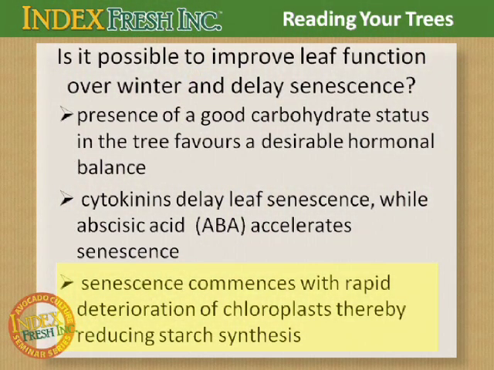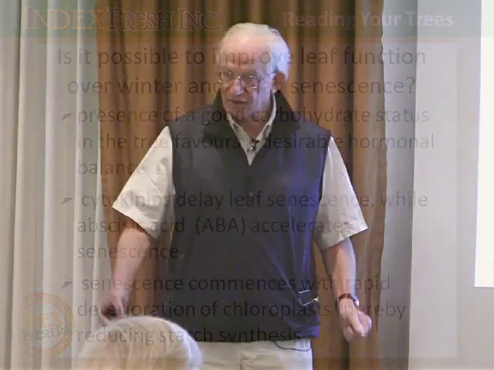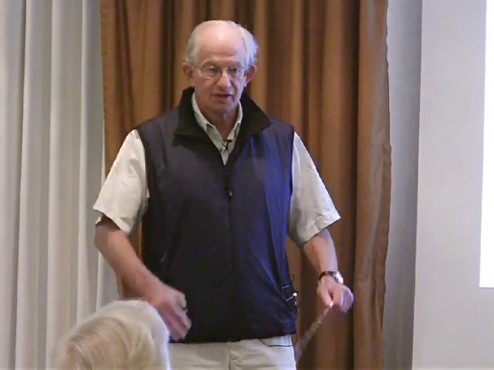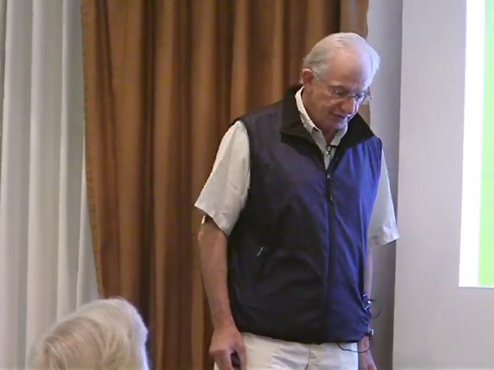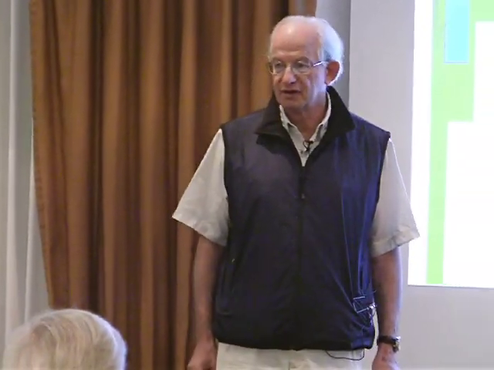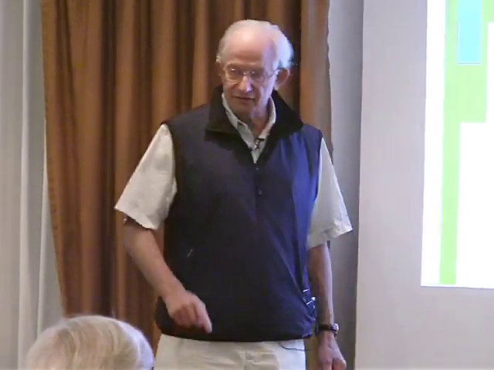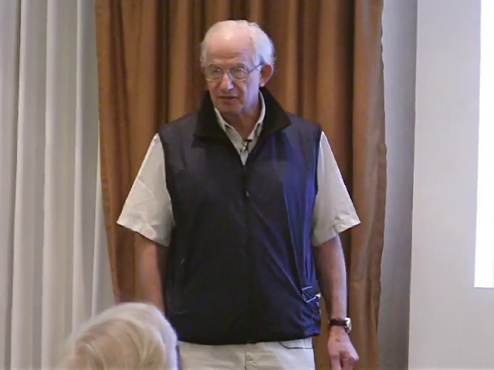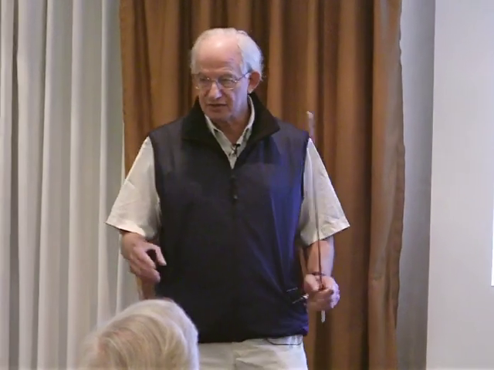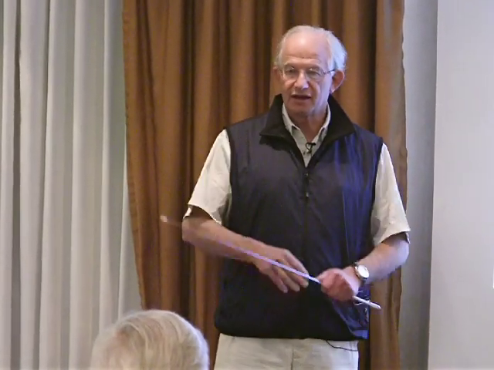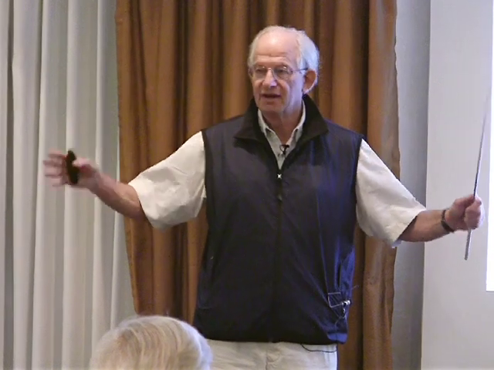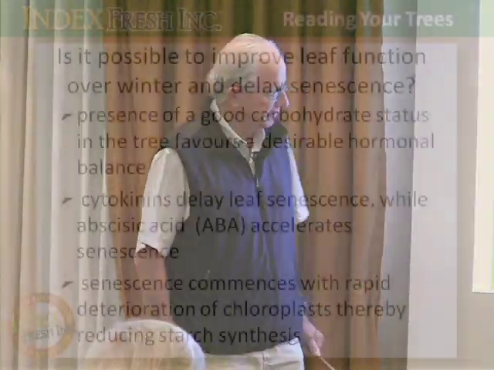And thirdly, we say, senescence commences with rapid deterioration of the chloroplasts, therefore reducing starch synthesis. As the leaves yellow, they function less. So the overall production of carbon in your trees is reduced. So, as far as practicable, your trees should never, if they don't need to be, be yellow. The only time those leaves should be a little yellow is when they have finished their entire lifespan and they are ready to fall on the ground.